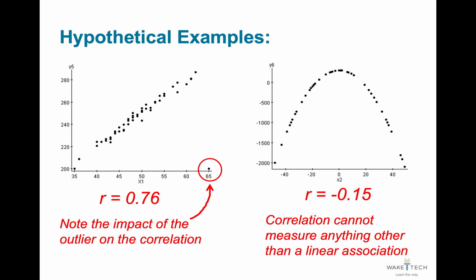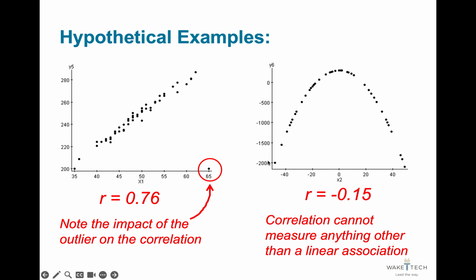Notice in these examples how R is going to change. So we have a very strong positive relationship in this scatter plot, except there is an outlier in this one. This outlier is affecting the relationship of R. So that correlation that I would expect to be very strong is now lower because of this outlier.